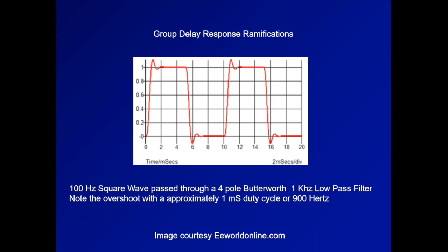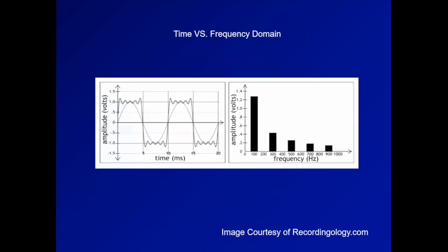So this is just the same thing, looking at the time domain and frequency domain at the same time. On the right-hand side, you see that the square wave is made up of various harmonics and amplitudes. What you don't see there is the phase shift, and of course you see the overshoot on the left-hand side.